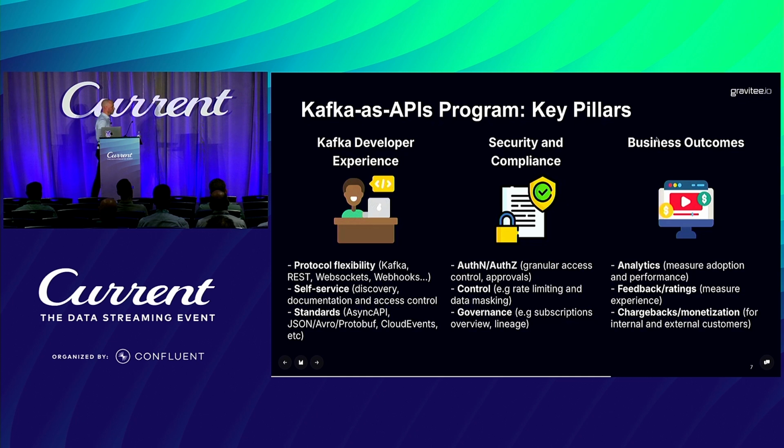The second one is security and compliance. Now, if you build a Kafka-as-APIs program, it's likely that you either have internal customers or partners or external customers that are wanting access to your data. So security and compliance is very, very important, ensuring that you have very, very granular access control to whoever is consuming or producing data into your Kafka, with clear approvals from your internal teams in terms of which customers and which applications are getting access to what data.